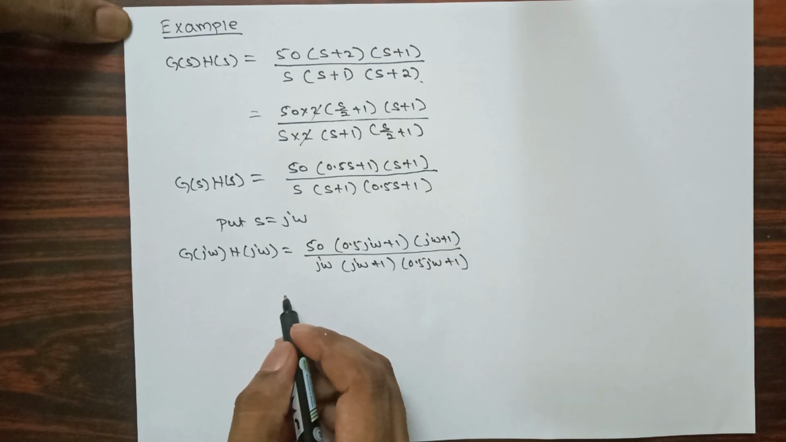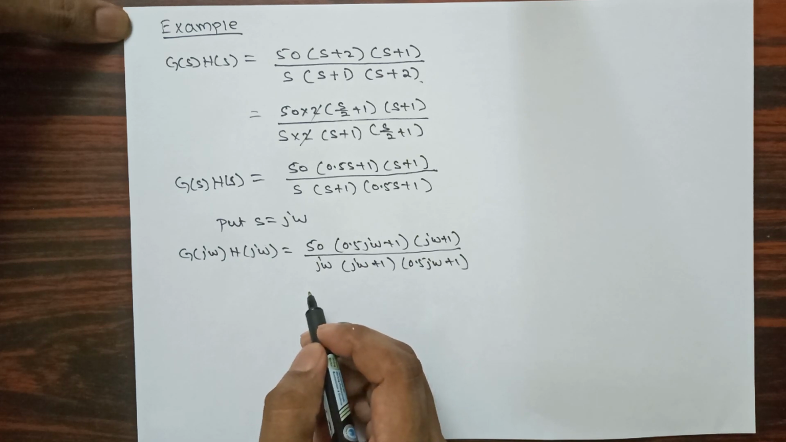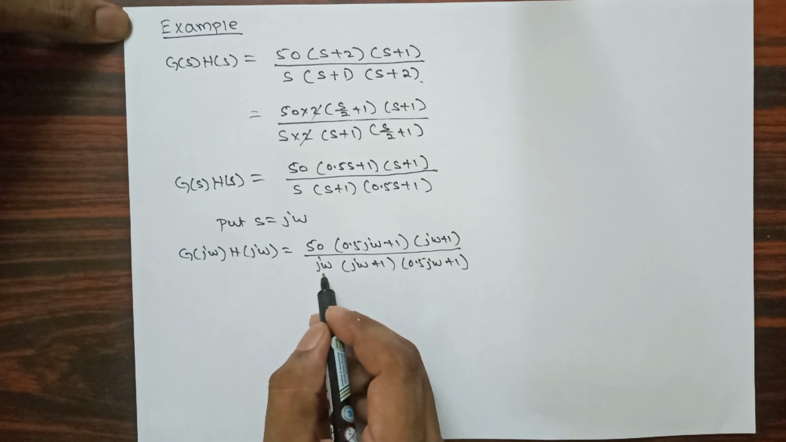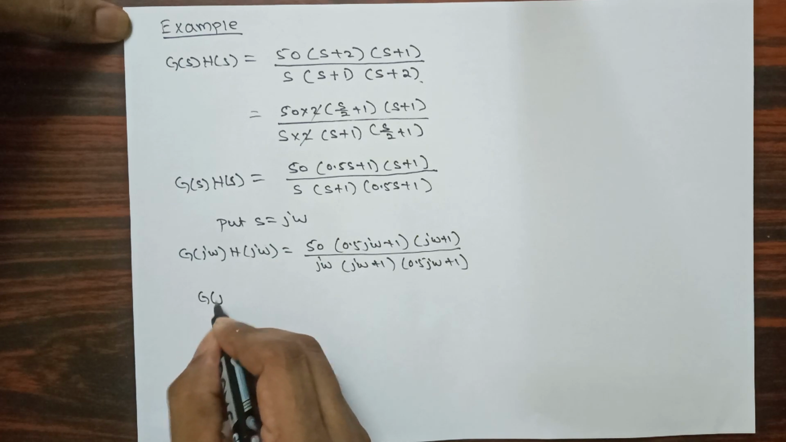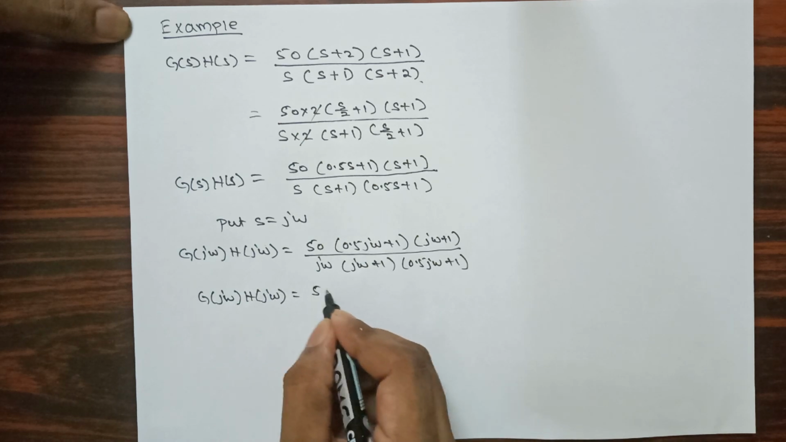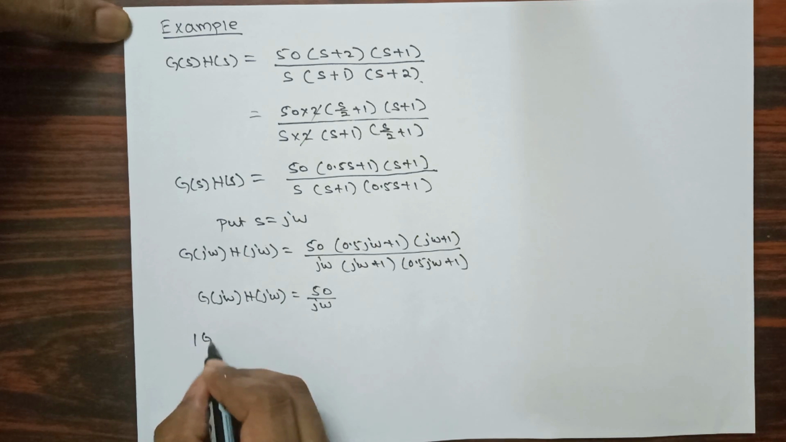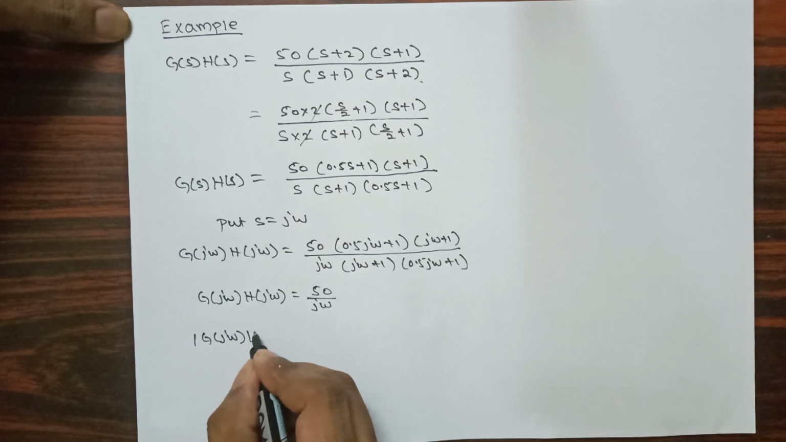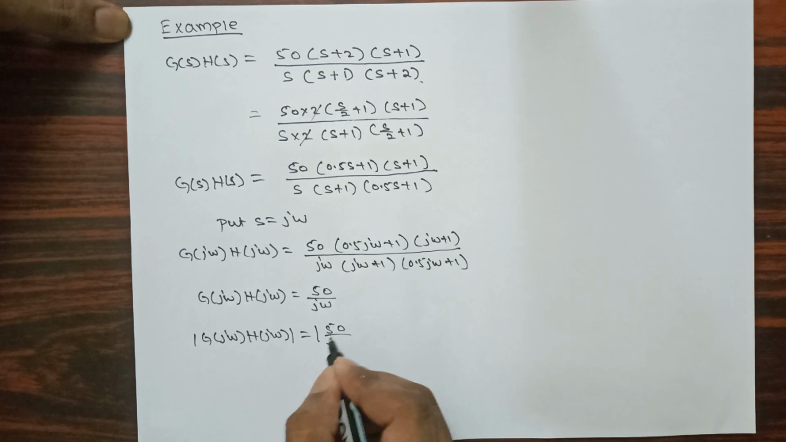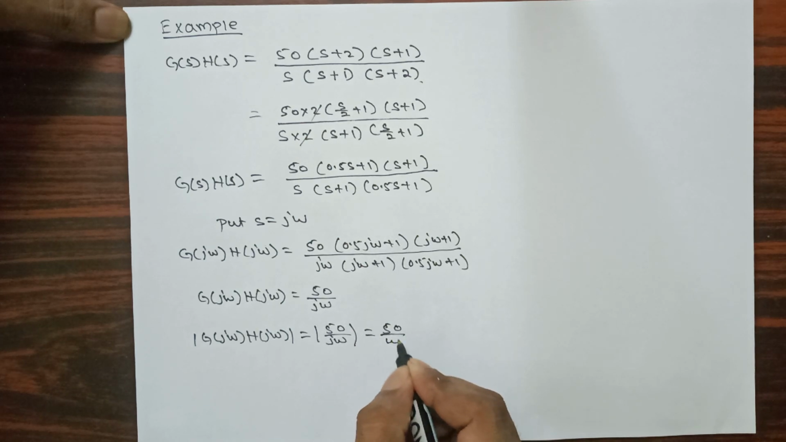Now to calculate initial gain, as we know, we are going to take only the gain value and the poles at the origin, and in this example I am having only one pole at the origin. So I can write here G(j omega) H(j omega) is equivalent to 50 divided by j omega. Considering the magnitude, magnitude of G(j omega) H(j omega) is equivalent to the magnitude of 50 by j omega, which is 50 by omega.